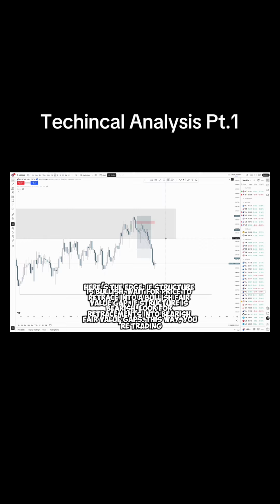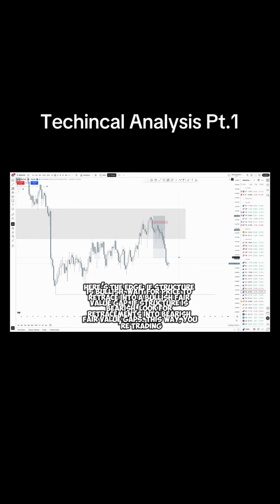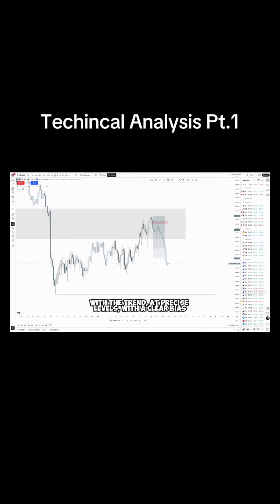Here's the edge. If structure is bullish, wait for price to retrace into a bullish fair value gap. If structure is bearish, look for retracements into bearish fair value gaps. This way, you're trading with the trend at precise levels with a clear bias.